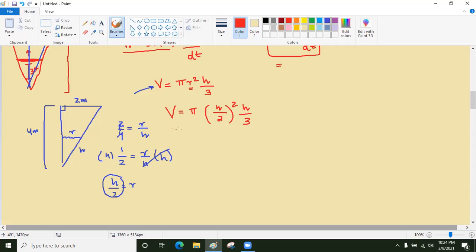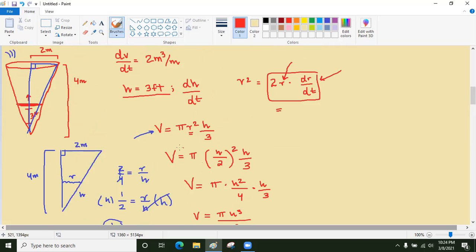And this essentially omits the r in some sense, and we are now only dealing with one variable, which is good. If you simplify this a little bit, you would get pi multiplied by h squared over 4 times h over 3, which would, of course, simplify down to pi h to the 3rd power over 12.